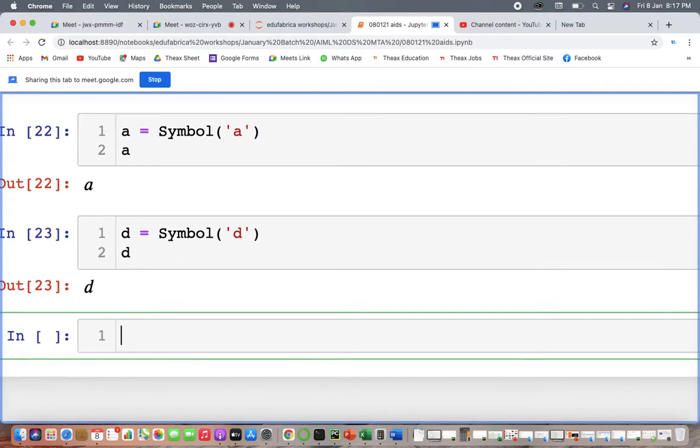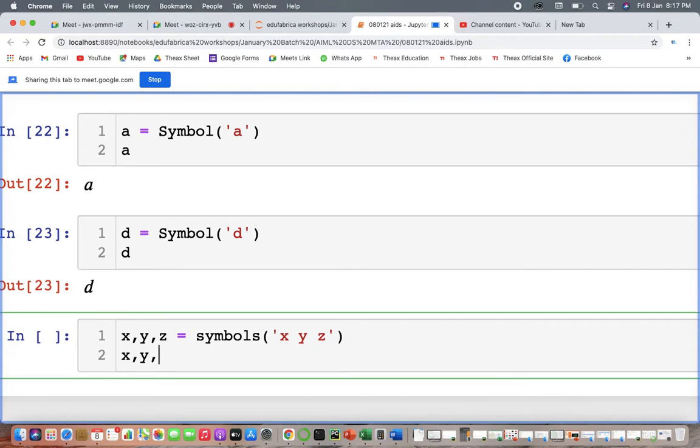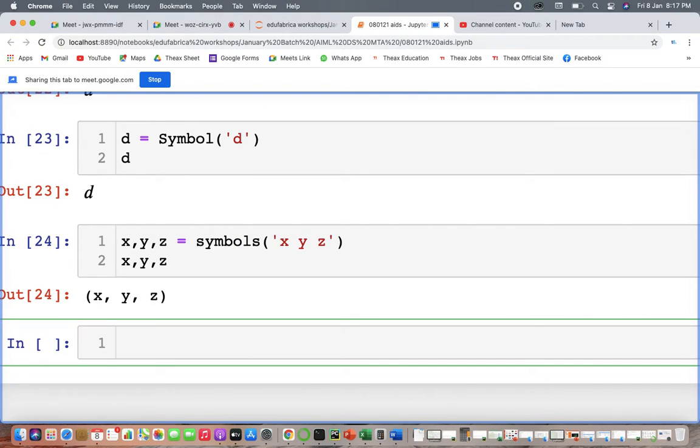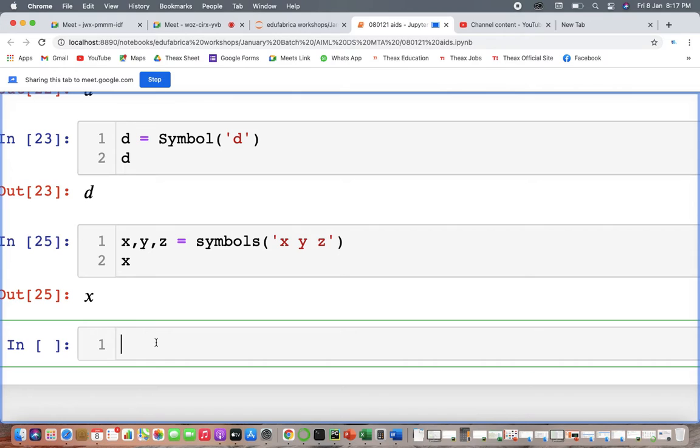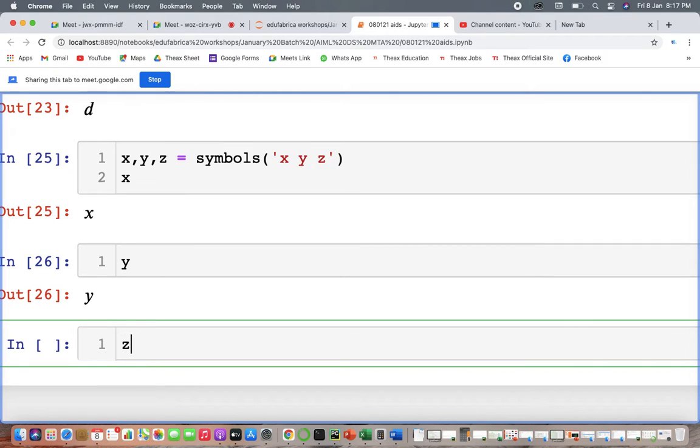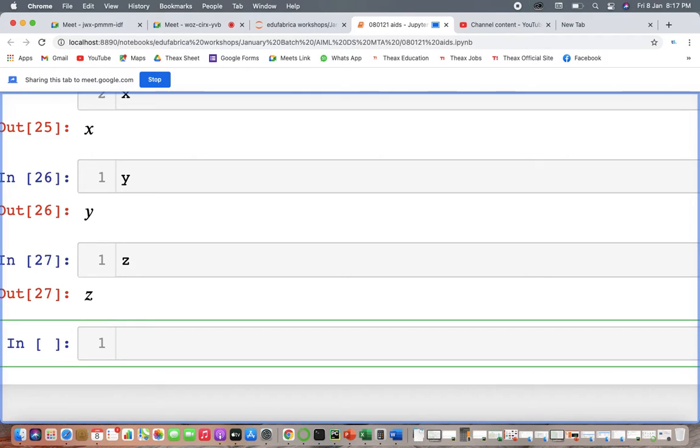Now, instead of doing it individually, if you want 2-3 symbols at once to be defined, like X, Y and Z, I would make it using symbols, then X, Y, and Z. Individually you can print it, see? X, Y, Z.